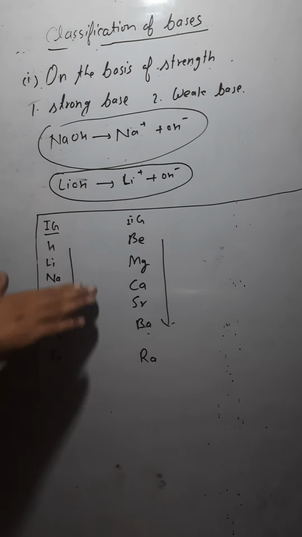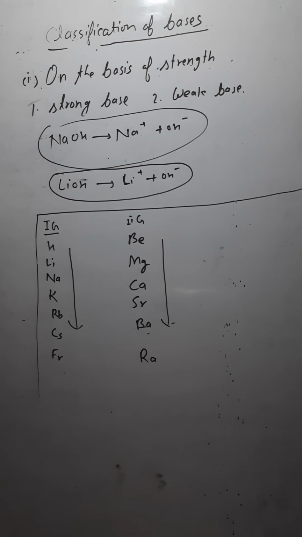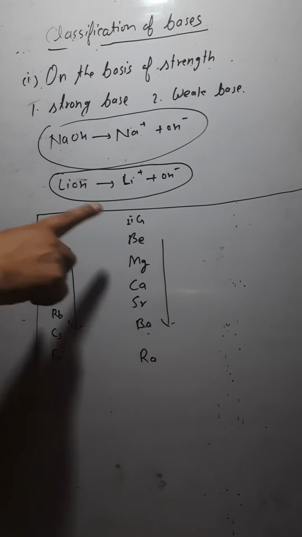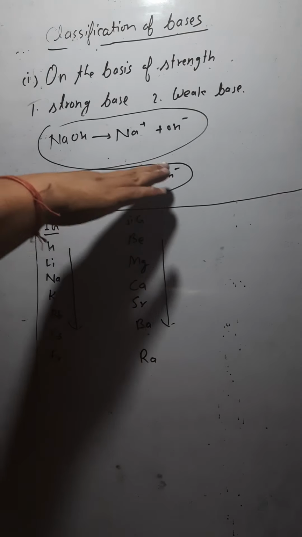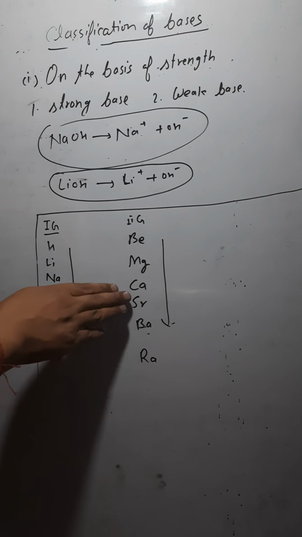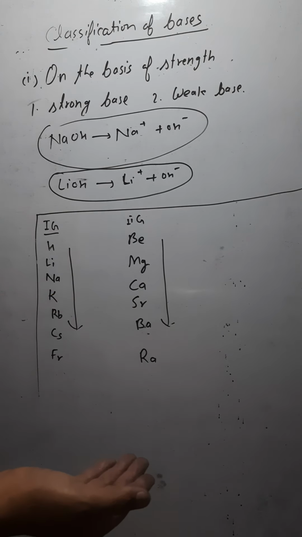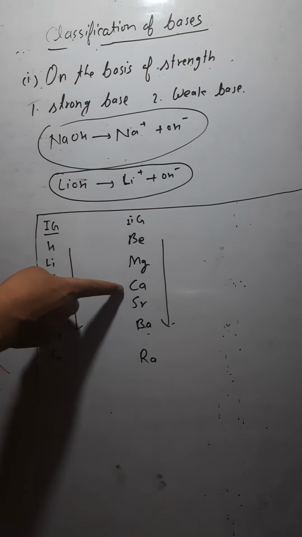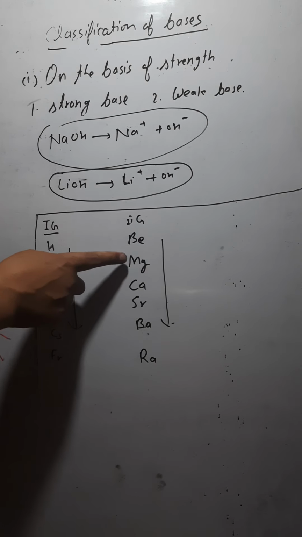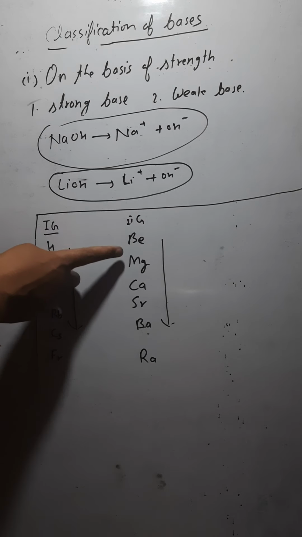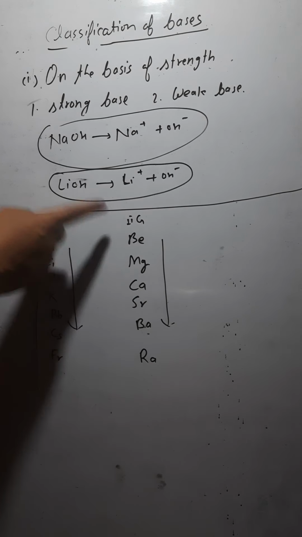So the basicity increases down the group. Are you getting it? Similarly, in the second group also the basicity would increase down the group. As you go down the group, the bases formed by the elements would be the stronger ones. Like magnesium, like calcium, the base formed by calcium would be stronger than the base formed by magnesium, and the base formed by magnesium would be stronger than the base formed by beryllium.